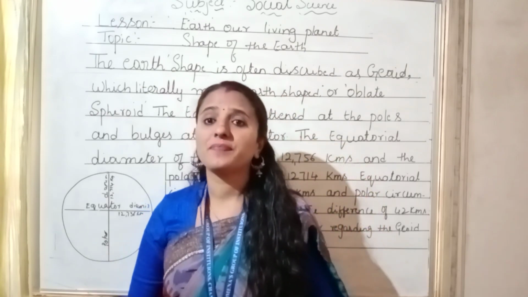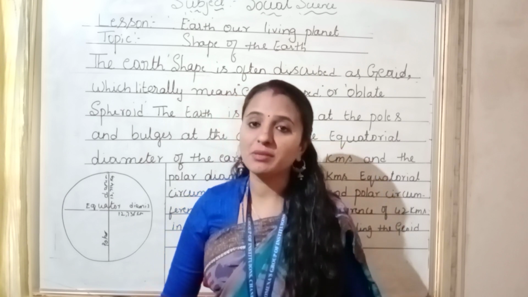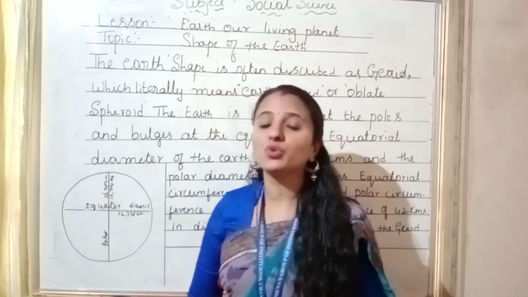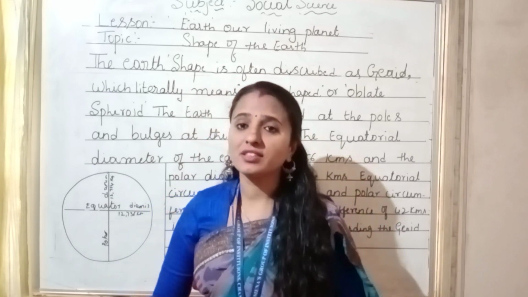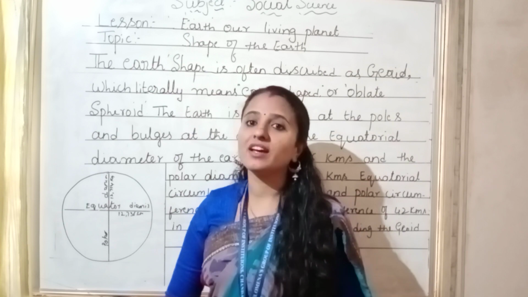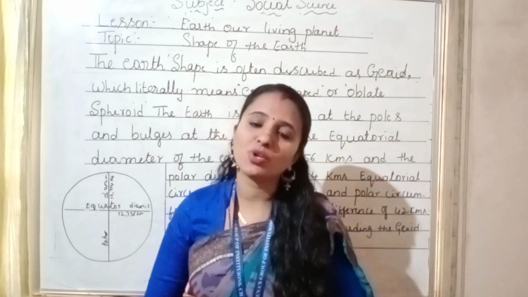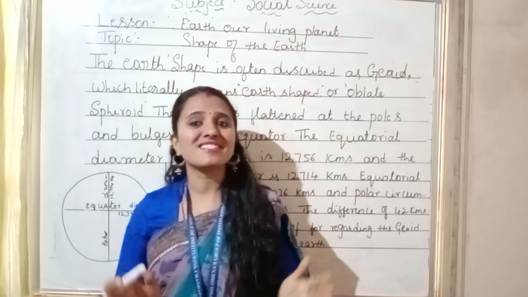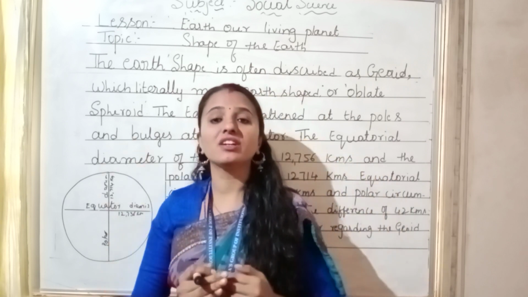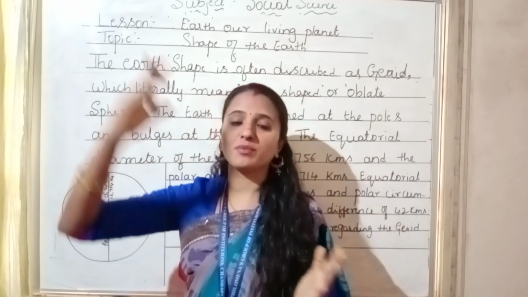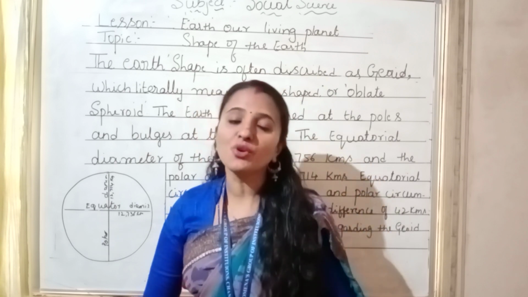Dear students, in the previous videos, you learned about the Earth, our living planet. You learned in two topics. The first one is the different names of our Earth: living planet, blue planet and unique planet. You learned why the living planet is called so, and also about the size of the Earth. There you learned the distance of the Earth from the Sun, and also the water bodies and the land bodies of the Earth.